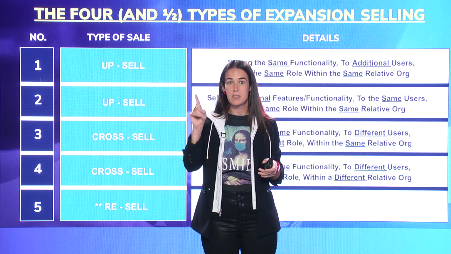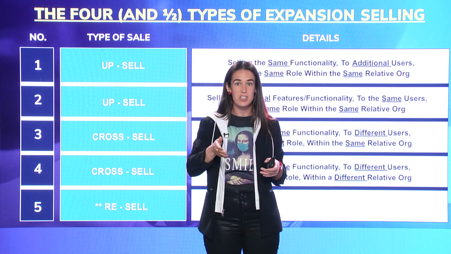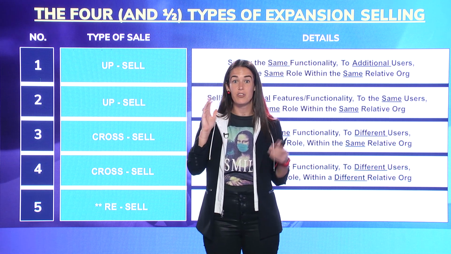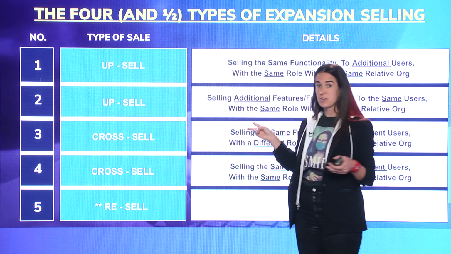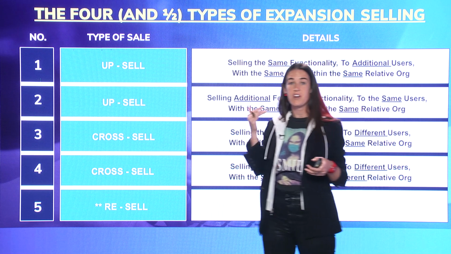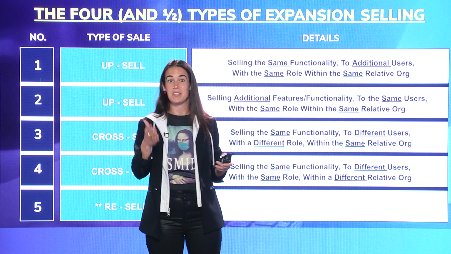And this first type of expansion sell would be I would sell 200 BDR seats, same functionality, same department, to LinkedIn as a true upsell for expansion selling. Number 2 is also going to be an upsell, and this is me selling additional features or functionality to the same users within the same role, within the same relative org.